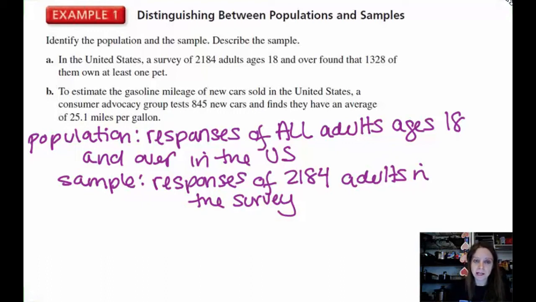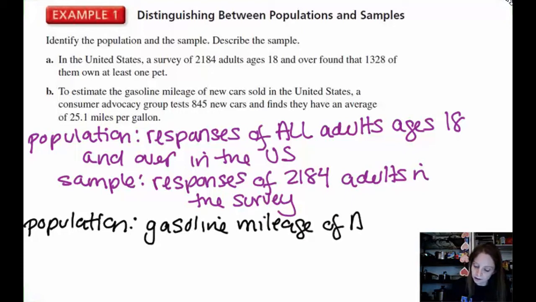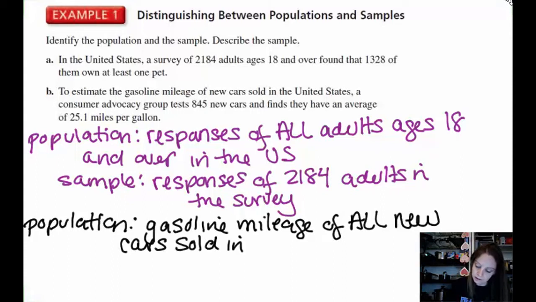For B, to estimate the gasoline mileage of new cars sold in the United States, a consumer advocacy group tests 845 new cars and finds they have an average of 25.1 miles per gallon. Okay, the population is going to contain the word all. The population is the gasoline mileage of all new cars sold in the United States.